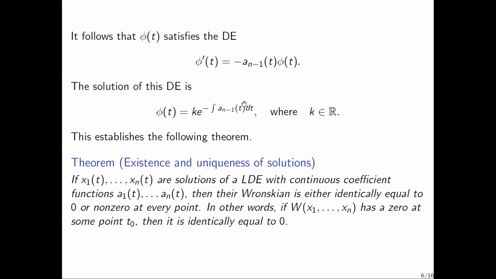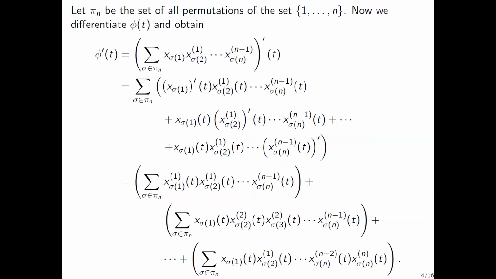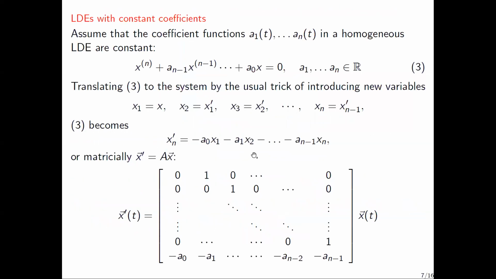So since the solution is of this form, we see that plugging in different t's in the solution, it's always zero or never, which proves this result. So when you have n solutions to the differential equation, you only plug in one value of t. Look if the Wronskian matrix is invertible, which is equivalent to saying that the determinant is non-zero, then you know that you have the whole family of solutions to your differential equation. Okay, this was the first part of last lecture.